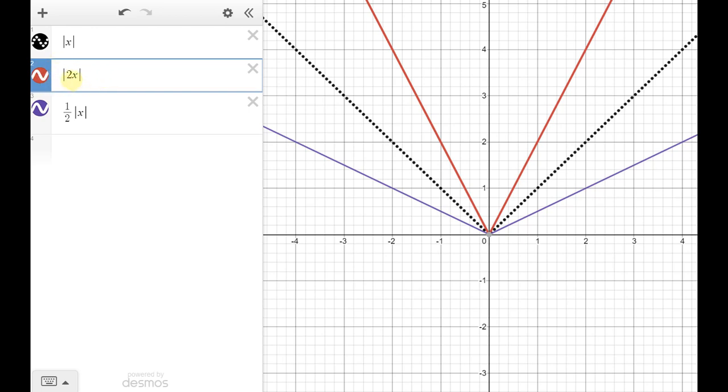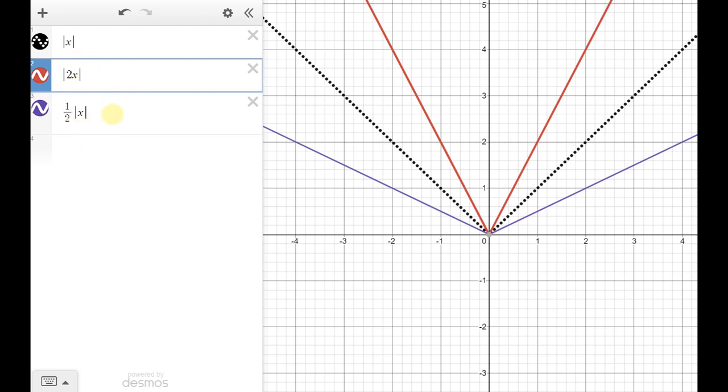And in this particular case, by changing the graph to the absolute value of 2x, it doesn't change the graph at all. So this is one of the harder things to figure out: what happens if you multiply on the outside of the function versus the inside of the function. Sometimes nothing happens, sometimes something does happen.